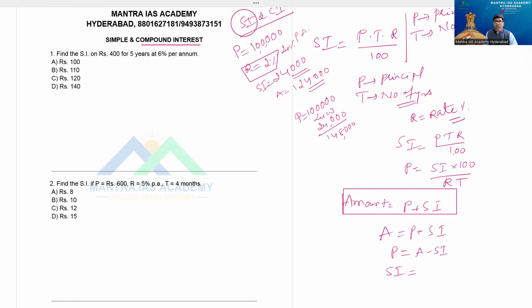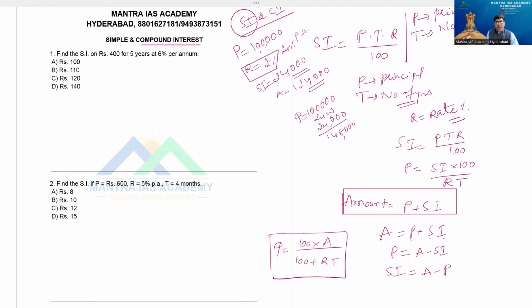And one more important formula we have in this case. Whenever SI is given, use PTR by 100. If you want to find the amount, you should know the principal and SI. Where SI is not given, but principal, rate and time are there, how can you find the amount? Or if the amount is given, how can you find the principal? A very important formula is the relation between principal and amount: principal is equal to 100 into amount by 100 plus R into T.